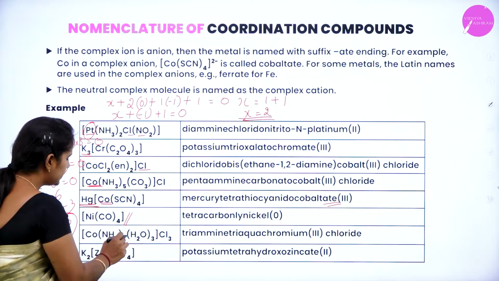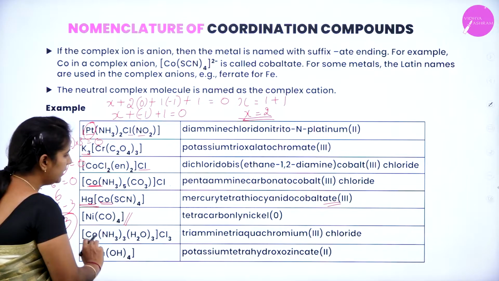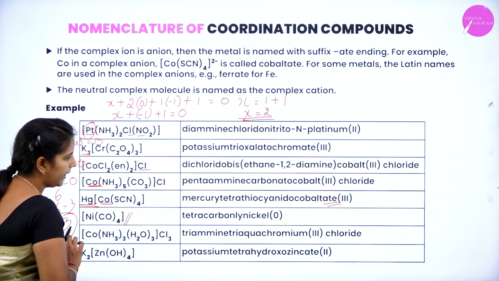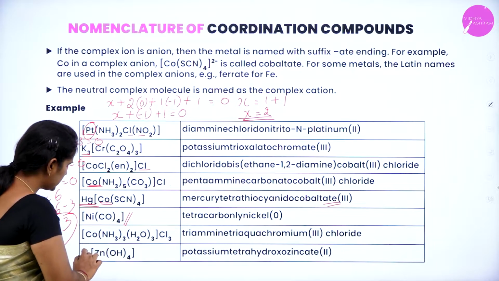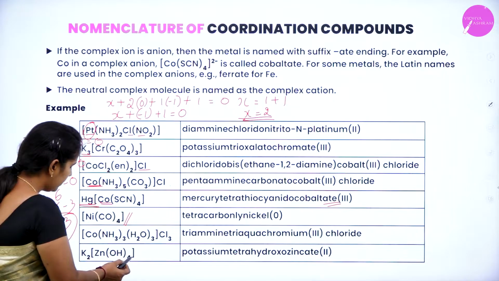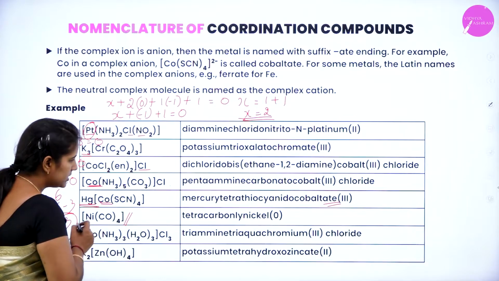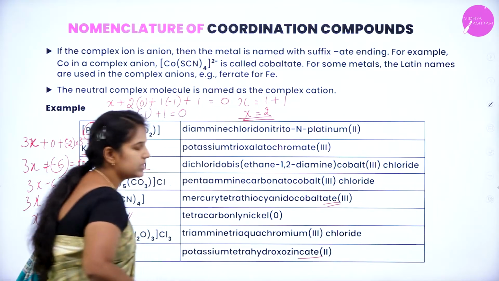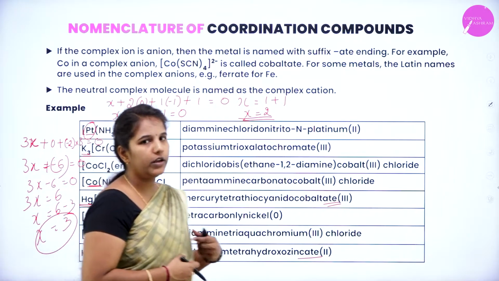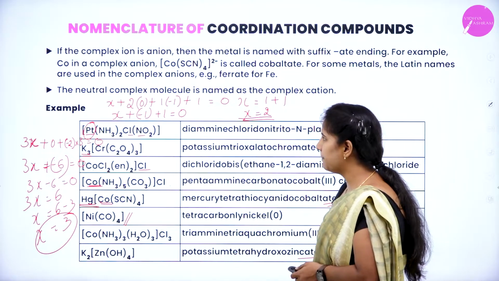Next we have triamino triaqua cobalt 3 chloride. Okay. Next we have this cationic complex, and the name goes like this: potassium tetrahydroxido zincate 2. Why should it end with ate? Because it is an example of an anionic complex. Okay, so I hope you understood this example.